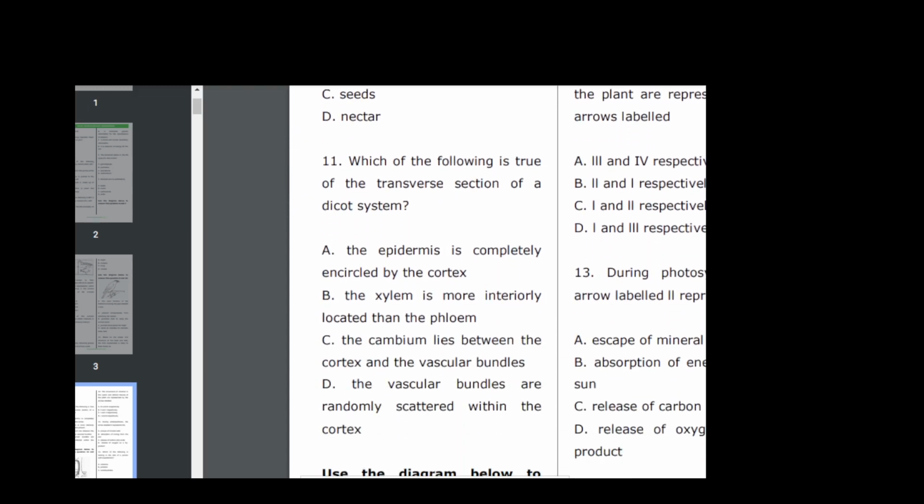Then the next question says, which of the following is true of the transverse section of a dicot system? A, the epidermis is completely encircled by the cortex. B, the xylem is more interiorly located than the phloem. C, the cambium lies between the cortex and the vascular bundles. And D, the vascular bundles are randomly scattered within the cortex.